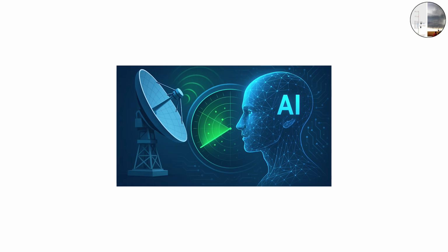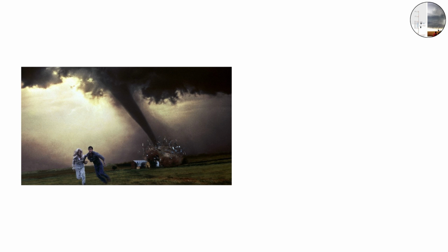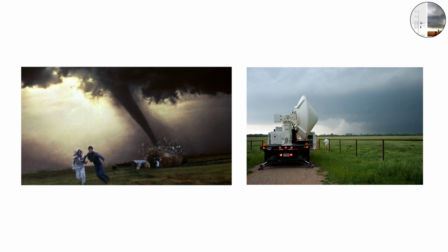Artificial intelligence is being trained to analyze radar data in real time, picking up subtle RFD signatures that human forecasters might miss. The ultimate goal is to give people more than just minutes of warning, perhaps half an hour or more, by understanding exactly when and where RFDs will drive tornadoes.